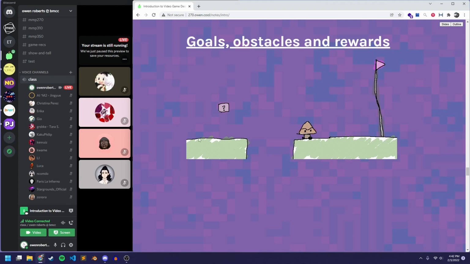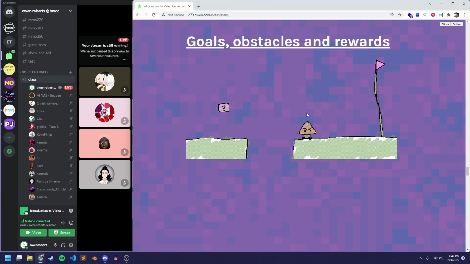So obstacles are things like the little hole in the ground that we can fall through and die, as well as the Goomba character that, if we get hit by them, we'll lose a life, or if we jump on their head, we will kill the character. So those are obstacles that prevent us from getting to the goal.